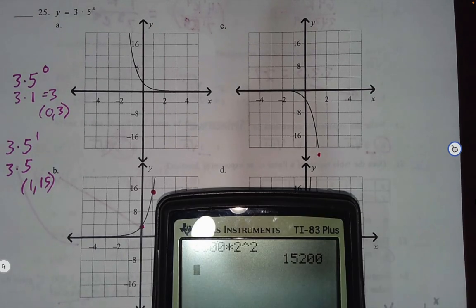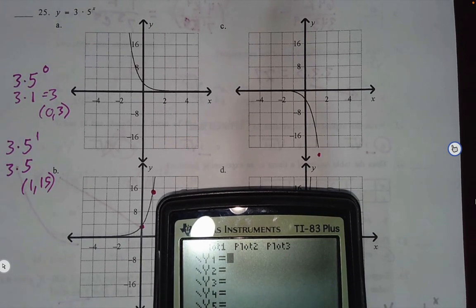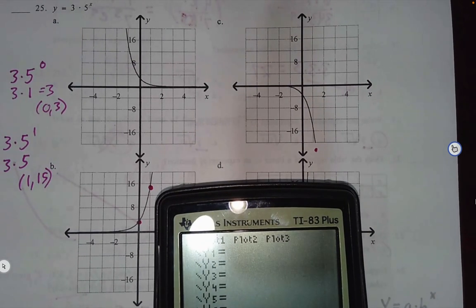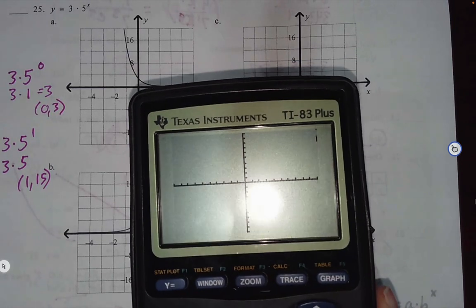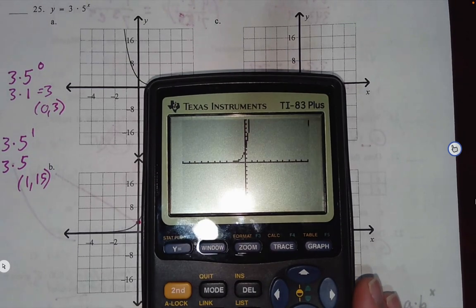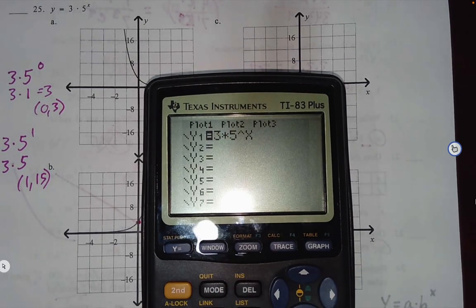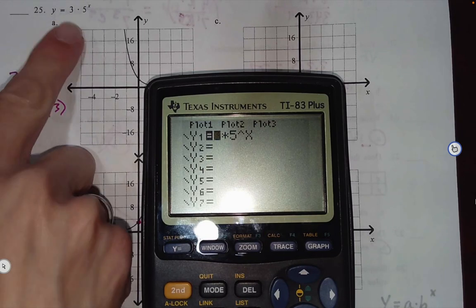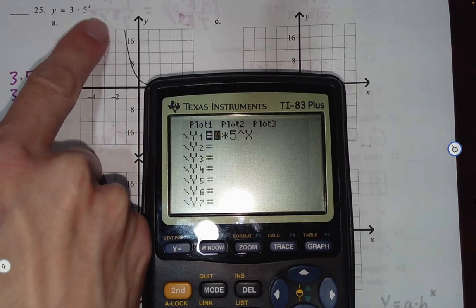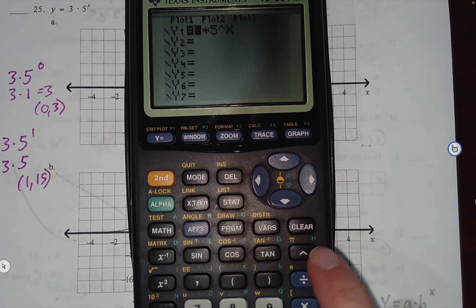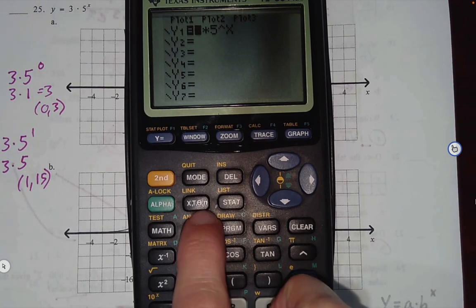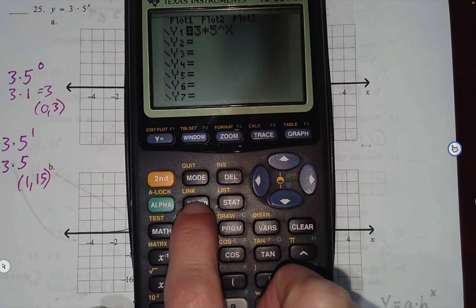You can also graph it if you have the calculator. 3 times 5 to the x. How do you do that? Okay, go to Y equals, and then you type in exactly what it says. 3 times 5, and then the little to the button is this up arrow right here. And then the X is right by the green button.